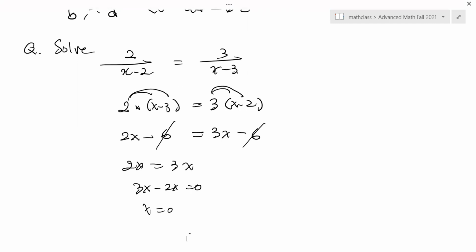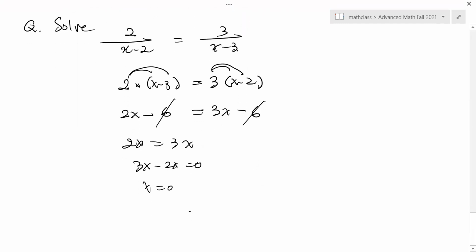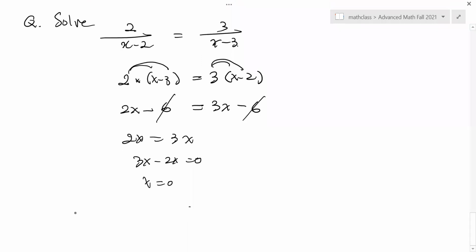Okay, and you go back to check. If you plug 0 for x, it's easy to check this is indeed a solution. 2 over 0 minus 2 equals -1. And the right hand side is 3 over 0 minus 3.